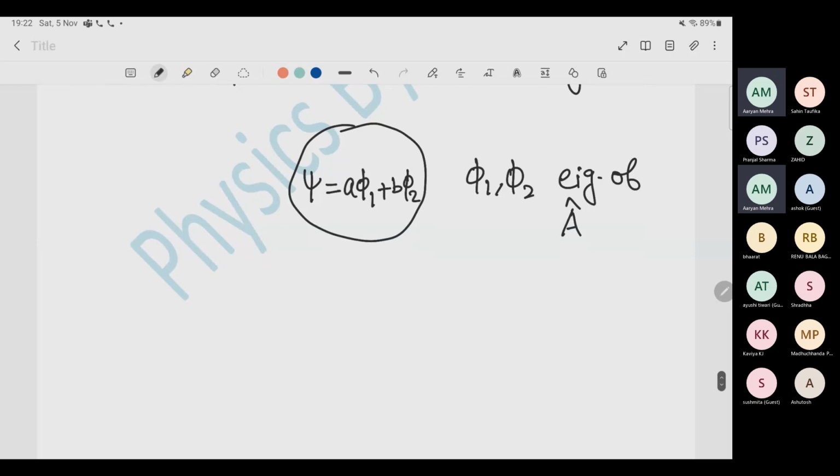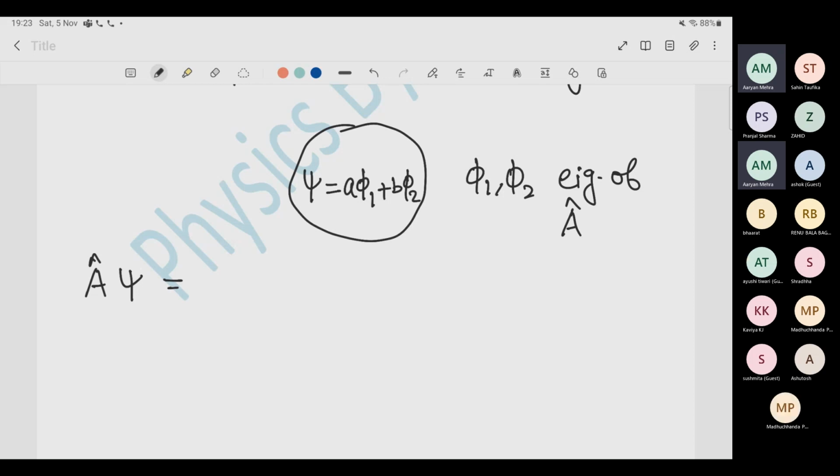Now, if I do the measurement of A on this state phi, do you get both A and B values, or do you get any one of them? You get any one of them. I discussed that yesterday. Sometimes you can only decide the probability of finding phi 1 and the probability of finding phi 2. But at one time you will get only one.